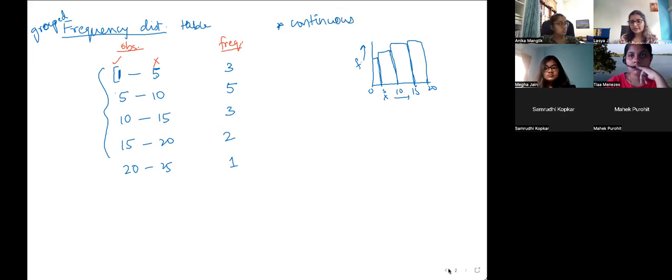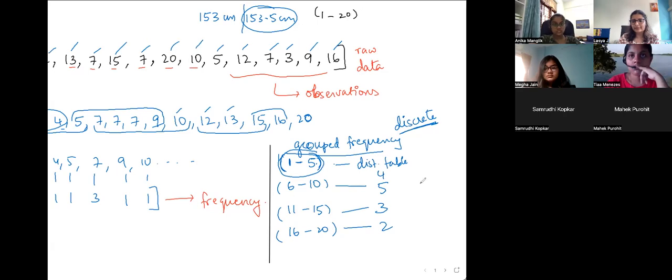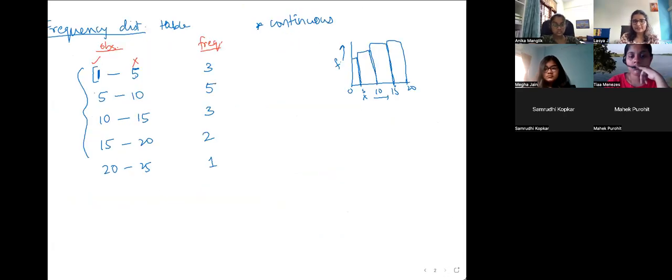So this type where it won't be touching, like 1 to 5, and after that it starts from 6, this is a discrete group frequency distribution table. Observations are discrete. Okay. These are like your main basics.